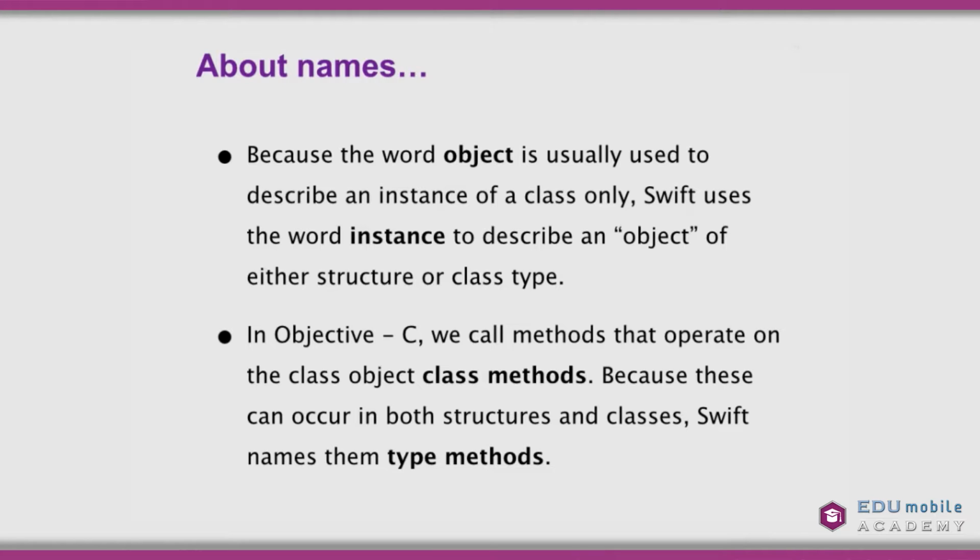Again, in Objective-C, methods that operate on a class object are called class methods. But because these can occur in structures and classes, not enumerations by the way, Swift names them type methods. They occur in a type. We also have type properties as well, and they're declared in a similar fashion to type methods.